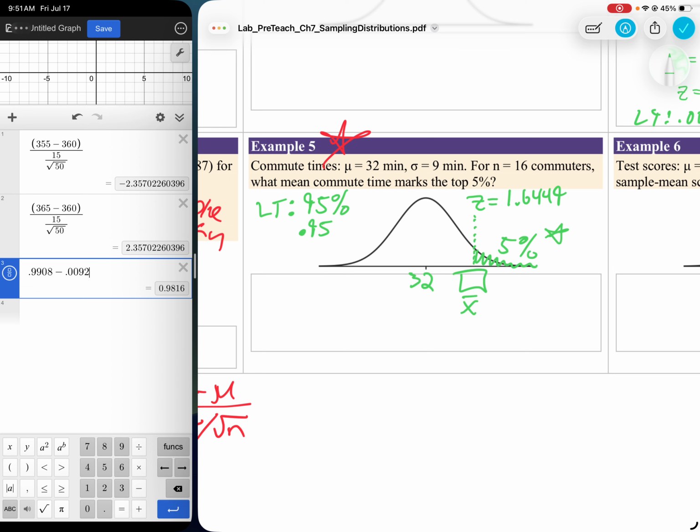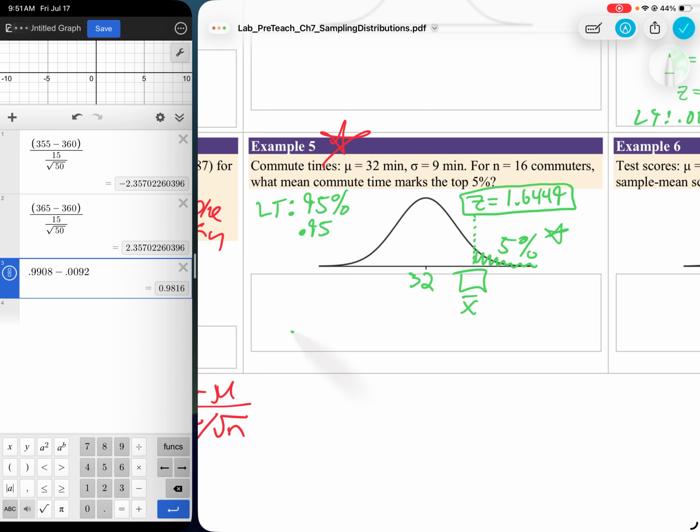Okay. So we got the z-score we needed. We're not done yet, but that's the biggest part. We have to find the z-score that means a 5% right tail or a 95% left tail. Okay, that z-score represents both of those tails.